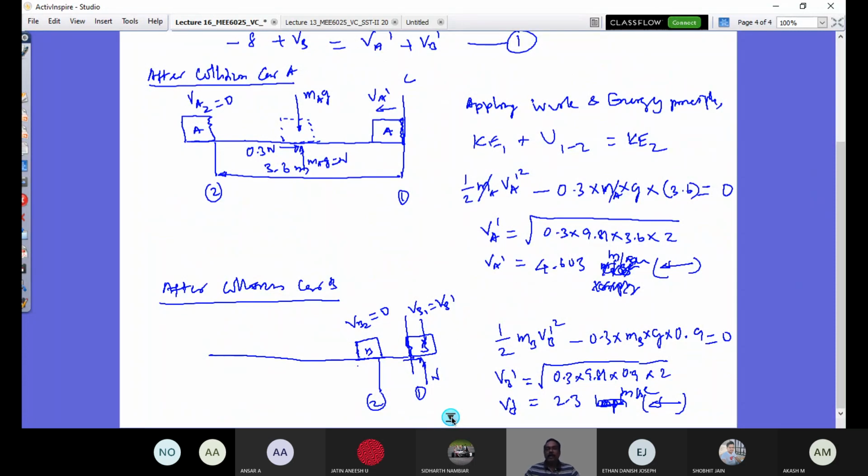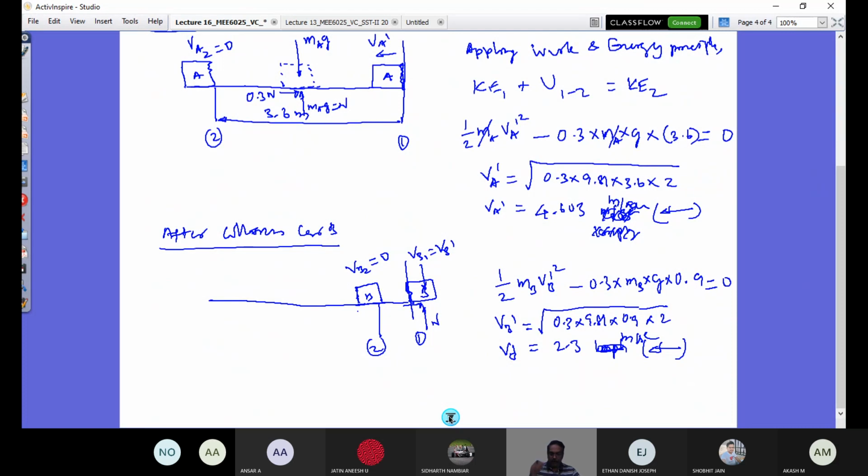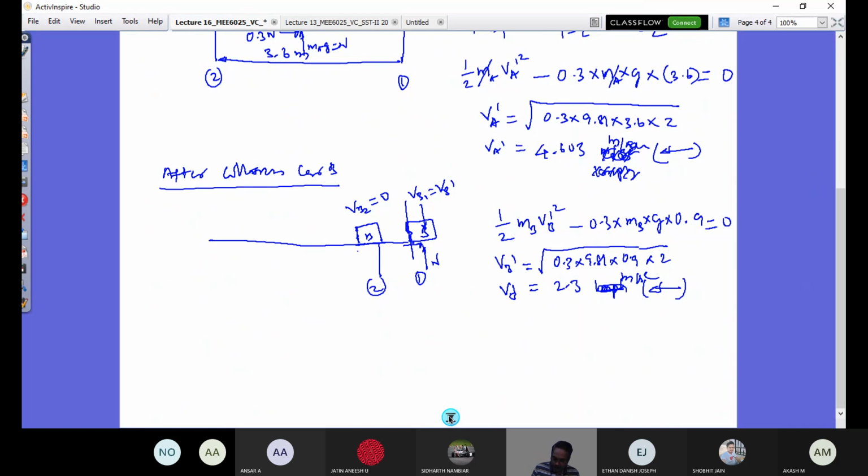Now, continuing, let me just correct it here. It's meter per second. My notes also. So 8 kilometers per hour, what is given in this is V_A, right? So V_A is 8 kilometers per hour. That's equal to 8 divided by 3.6, right? So 8 divided by 3.6 is 2.22 meter per second, which is the velocity V_A with which it hits.